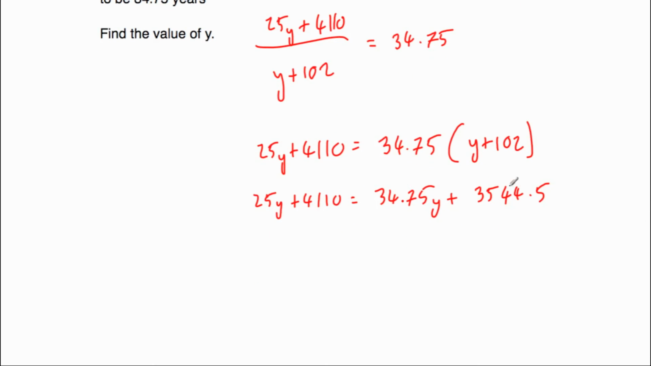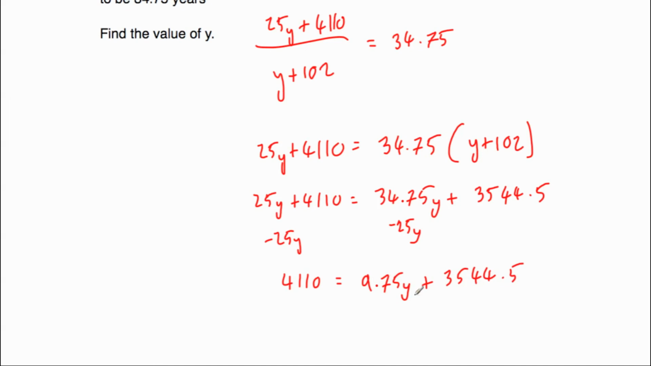So we've got y's on both sides of the equation, and I like to get rid of the lowest number of y's. So we've got 25y and we've got 34.75y. So I'm going to minus 25y from both sides of the equation. On the left hand side, when we take away the 25y, we'll just be left with 4,110. And on the right hand side, we had 34.75y, and we take away 25y, which leaves us with 9.75y. And then we've still got our plus 3,544.5.